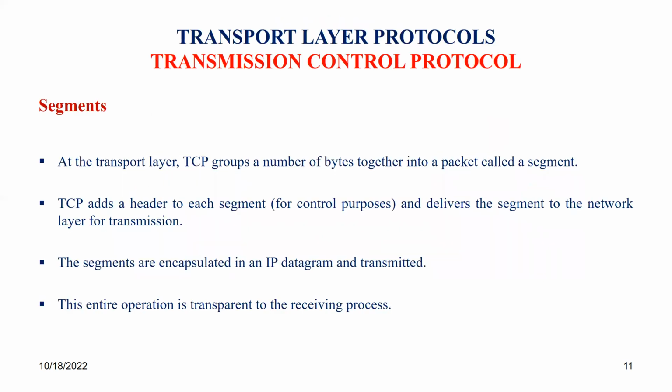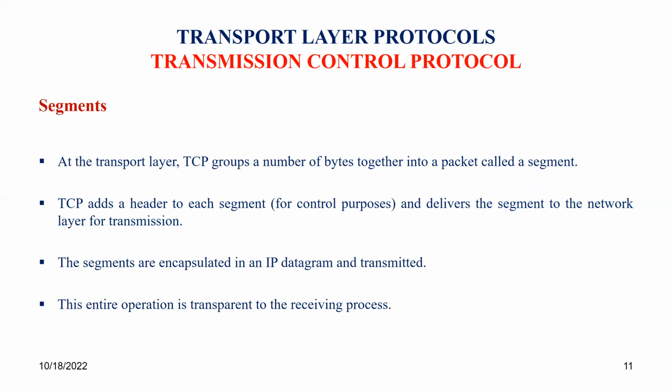And the next is segments. The data is in the form of a stream of bytes, and we combine the stream of bytes in the form of segments. It is nothing but a group of bytes together in a packet called a segment. TCP adds a header to each segment for control purposes. What is the control purpose? At the end, it has to retrieve the data.